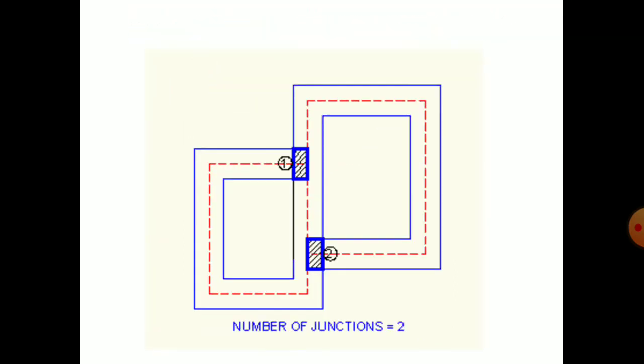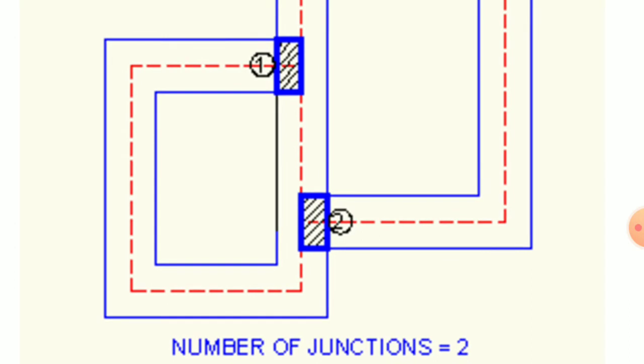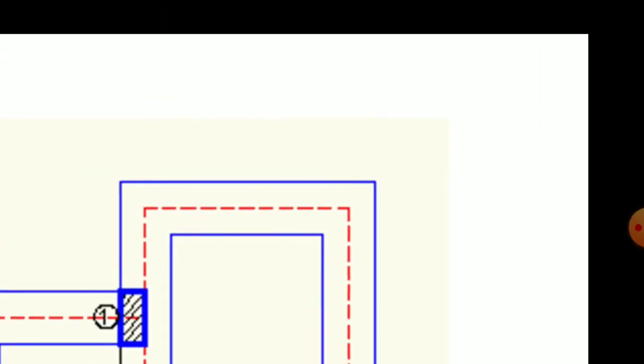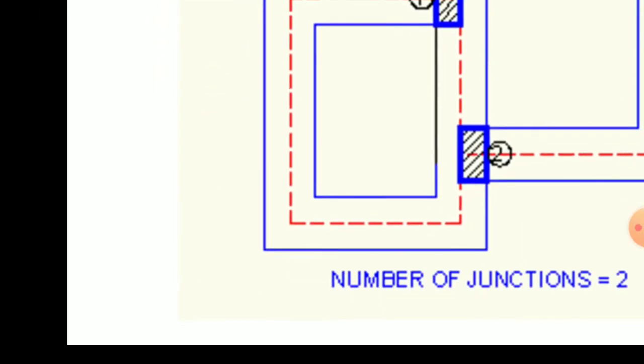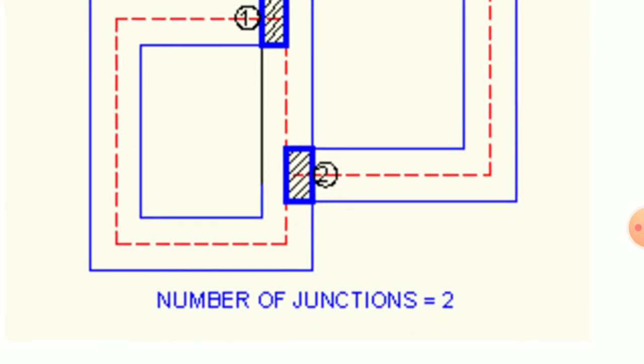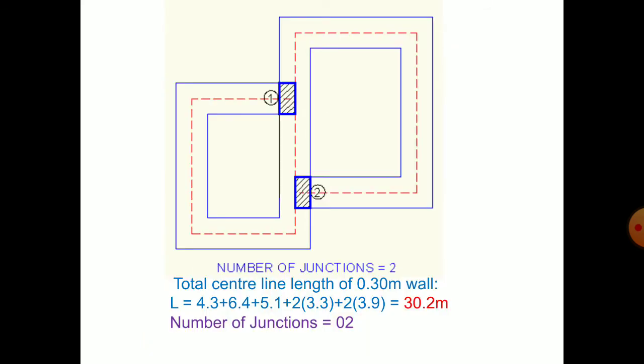And you have to identify the number of junctions also. If you closely observe the plan, the number of junctions will be 2, that is T junctions. Others are all corners. So this is a corner, this is a corner, this is a corner, this one is a corner, this one is a corner. The marked shaded portions are T junctions. So the number of junctions is 2. In the case of the centerline method, it is very important to know how many junctions there are in the building. Total centerline length of the 0.3 meter wall will be 30.2 meter.